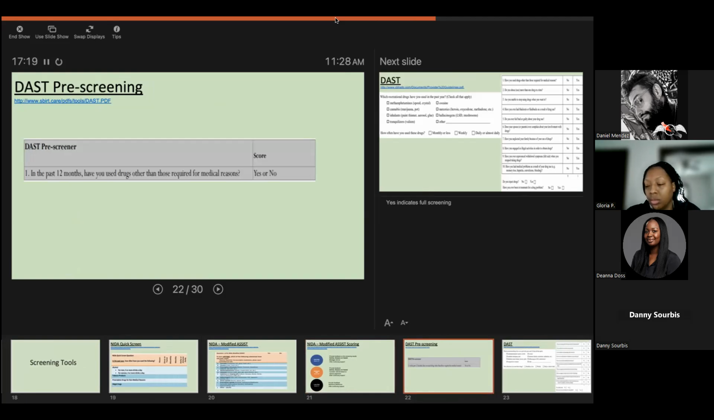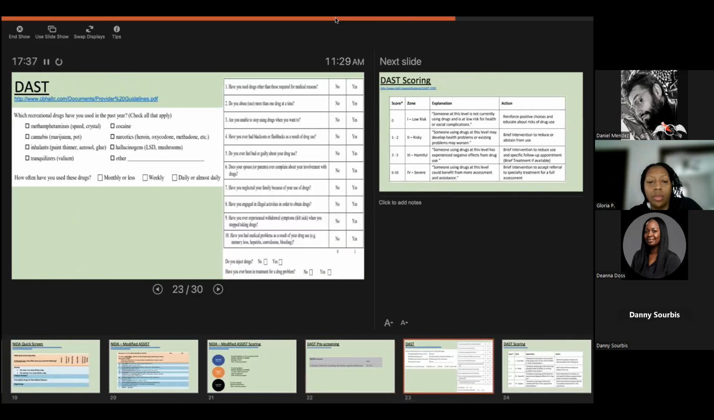And so now we'll move to the DAST, and DAST is what's typically used if you go into the ED. The question that they'll ask, and the one that'll trigger a nurse or social worker for more reinforcement, is: in the past 12 months, have you used drugs other than those required for medical reasons? If yes, then that indicates a full screening needs to be done.